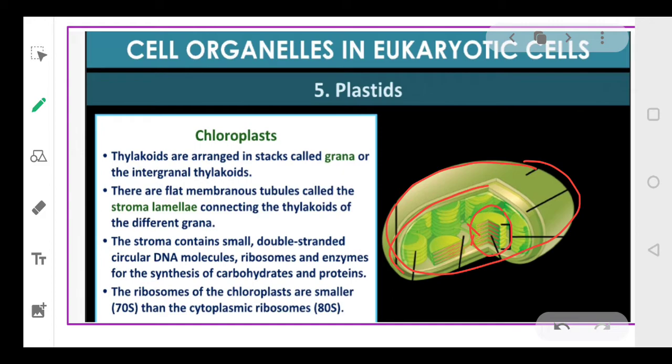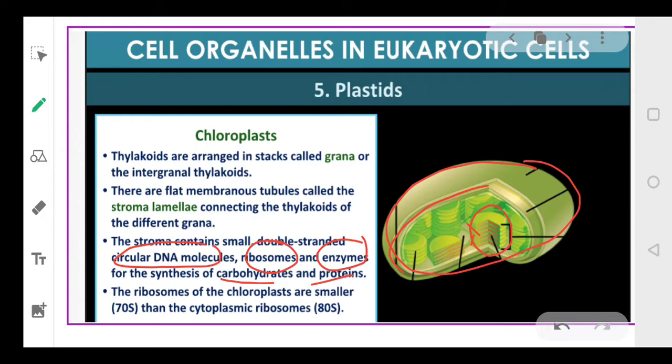Now inside the stroma, circular DNA molecules are present. So in addition to the chlorophyll, circular DNA is present, ribosomes are present, and enzymes are present, and they bring about the synthesis of carbohydrates and proteins. So like mitochondria, plastids also have their own DNA, their own ribosomes, and their own enzymes. So mitochondria and plastids are the two cell organelles which have their own DNA, ribosomes and enzymes.